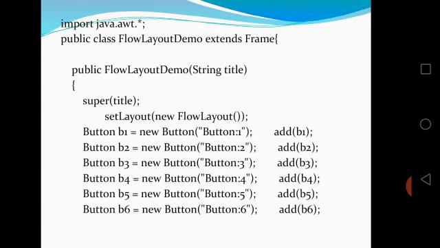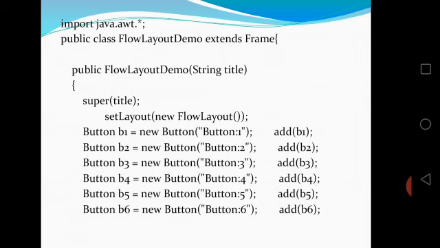Now we can see the use of flow layout, how the program works. We have to import the package AWT. Then FlowLayoutDemo extends Frame. The constructor is named FlowLayoutDemo with a string title, so the title can be displayed in the title bar. Now we use the setLayout method, in which flow layout is used.